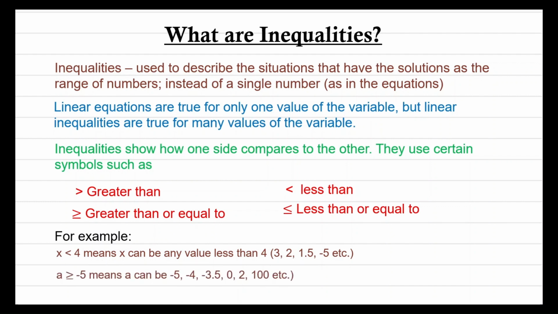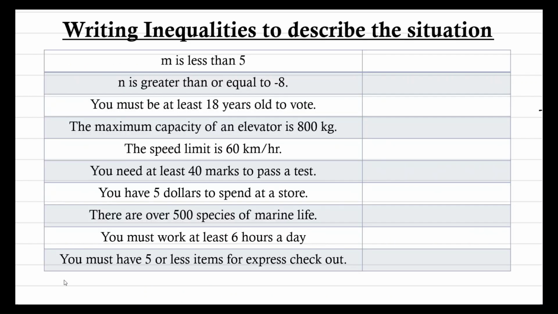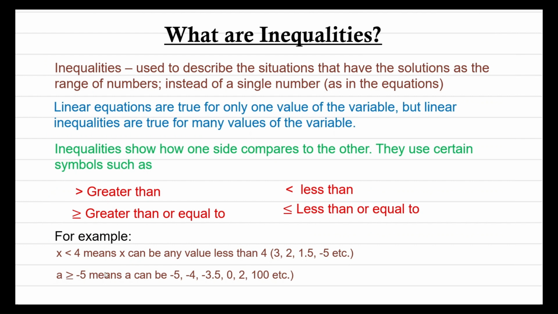Let's take one more. A greater than or equal to -5. So A is greater than -5. Any value which is greater than -5, as well as A is equal to -5. So A can be -5 or any value which is more than -5: -4, -3.5, 0, 2, 100, 1000, whatever.